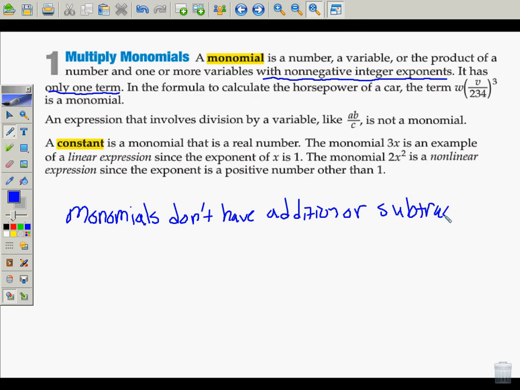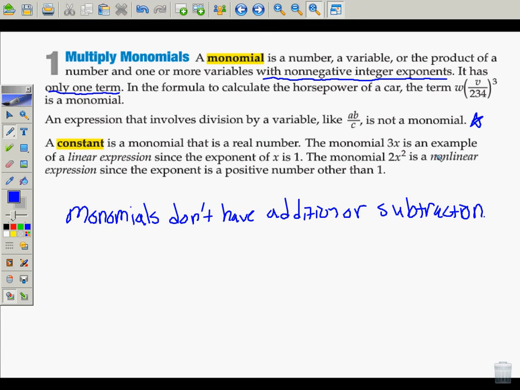And that's kind of like the third piece of it. So we know non-negative integer exponents, only one term, and no addition or subtraction within that term. Which makes sense because really if we think about it, in order for it to be one term, we can't be adding or subtracting anything. Alright, and then a special case, if it has division by a variable, it's not a monomial. I would just put a star beside that sentence. That doesn't come up terribly often, but it's good to know.